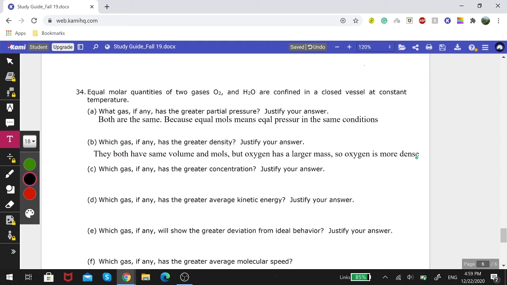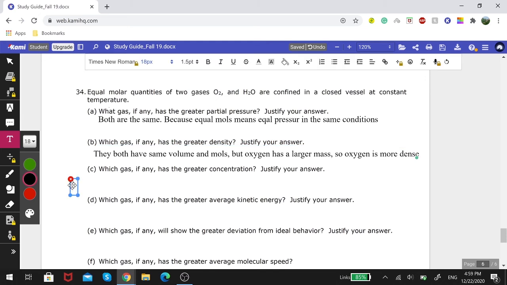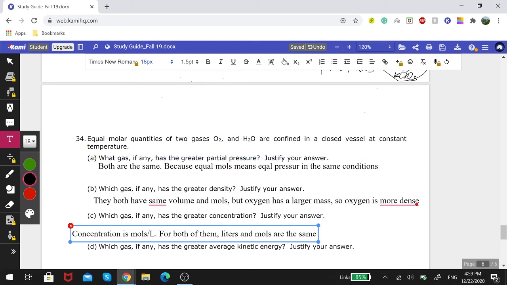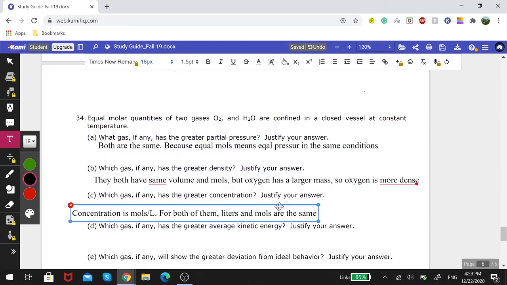Which gas, if any, has greater concentration? Concentration is moles divided by liters. For both of them, liters and moles are the same. As I said in the beginning, there are equal molar quantities in a closed vessel. So liters and moles are the same, so concentration will be the same too.